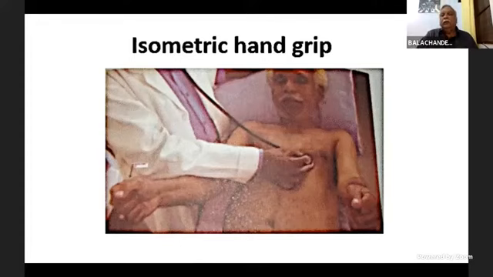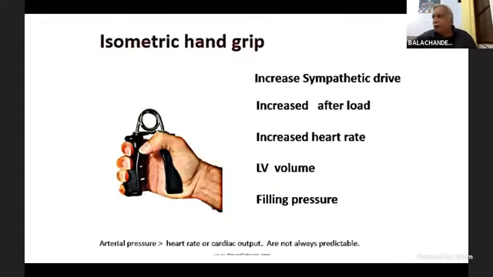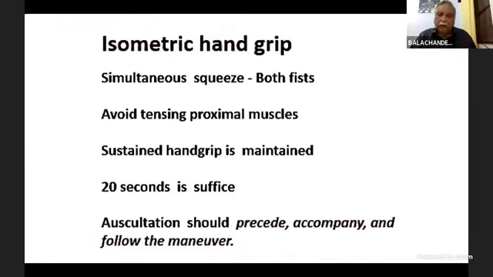Now let us come to the other dynamic maneuver, which is called isometric hand grip. This isometric hand grip is also described as dynamic auscultation. So what does it do? It increases sympathetic drive, afterload, heart rate, LV volume, and also the filling pressure. But the important thing is that the arterial pressure increase is greater than the heart rate or cardiac output increase, but they are not always predictable in patients when you do an isometric hand grip.